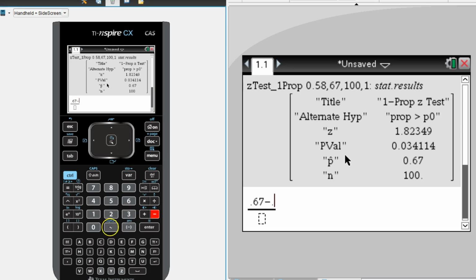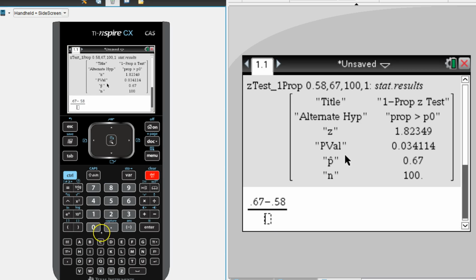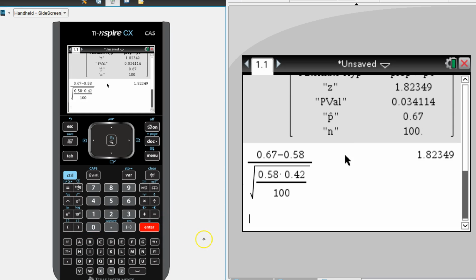0.67 minus 0.58 divided by the square root of 0.58 times 0.42 over the sample size gives 1.82349.